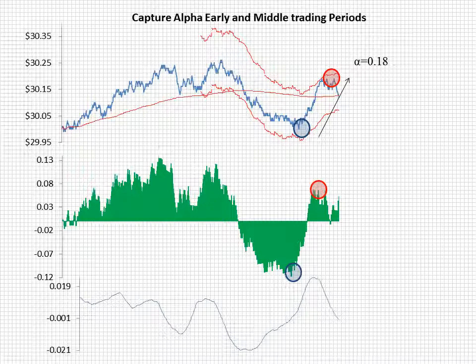Locking in alpha provides a cushion for the overall arrival price of the parent order. This, in a sense, lowers the overall execution cost by improving the arrival price.